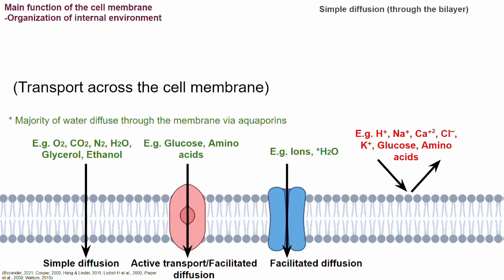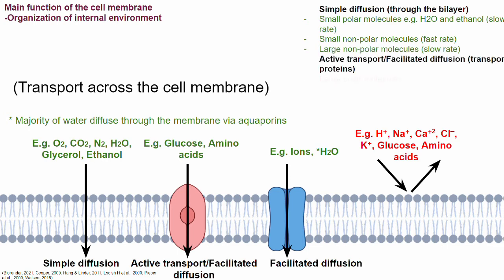The main function of the cell membrane, as I said, is to separate the internal environment from the external environment. You don't want everything that's outside to come inside the cell and vice versa. So the main function of the cell membrane is organization of the internal environment. And they do this through different processes. One of the major ones is organizing transport across the cell membrane. So if we look here, there are different types of transport across the cell membrane.